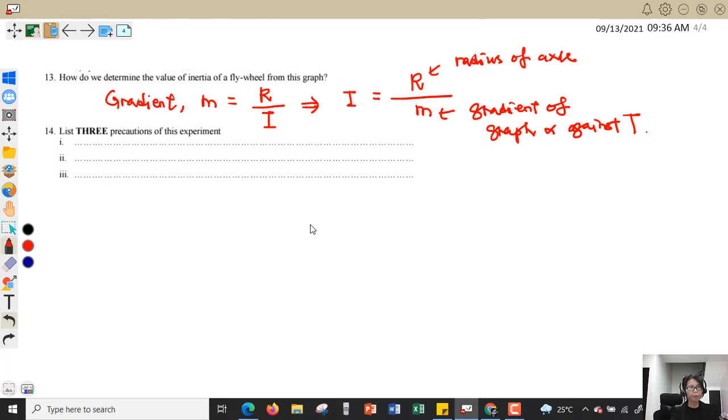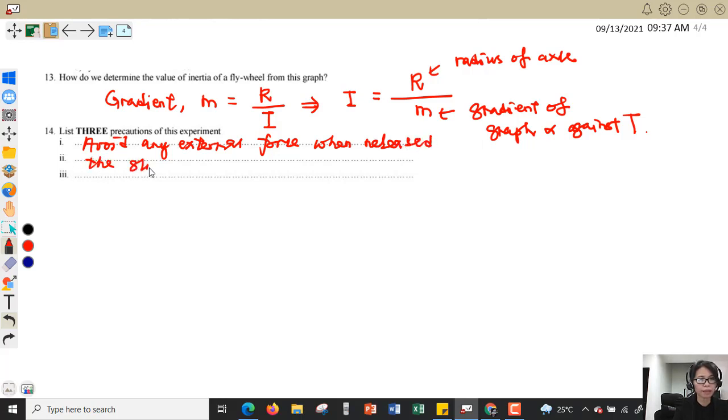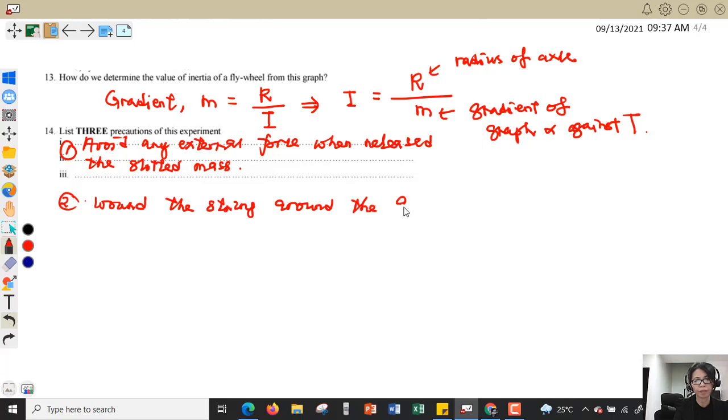Question 14, we have to list 3 precautions of the experiment. When we do the experiment, what precaution steps do we need to take? First, we have to avoid any external force when releasing the slotted mass. Second, we are going to wind the string around the axle, so make sure we wind the string around the axle neatly.